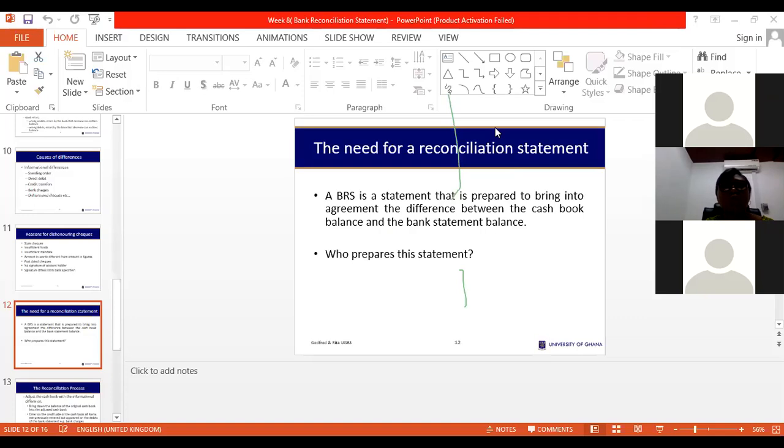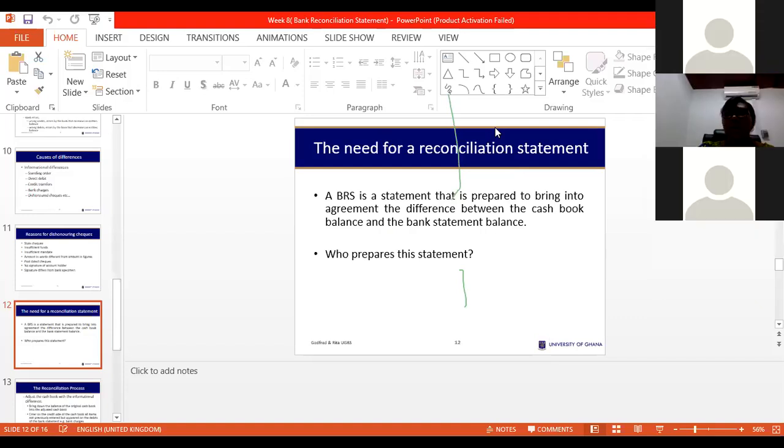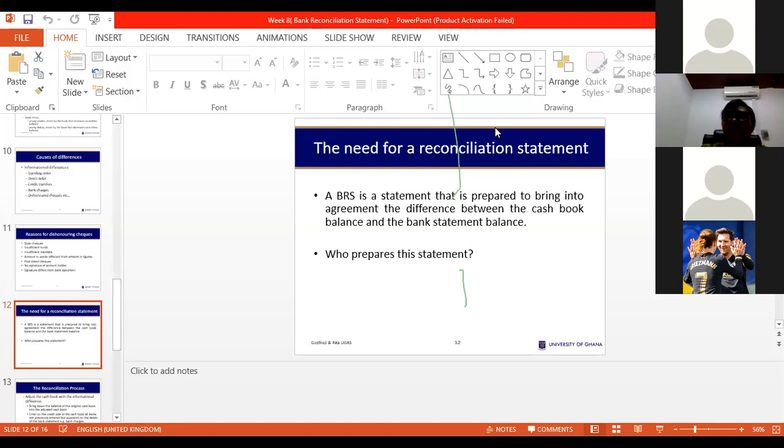Now, who prepares this, or who should prepare it? Ordinarily, who should prepare the bank reconciliation statement? The bank, madam? The business. Madam, the accountant of the business. Yeah, the accountant of the business. Good. Because we need it, not the bank. Okay, the accountant of the business.